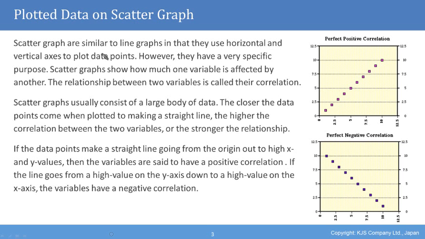Scatter graphs are similar to line graphs in that they use horizontal and vertical axes to plot data points. However, they have a very specific purpose. Scatter graphs show how much one variable is affected by another. The relationship between two variables is called their correlation.